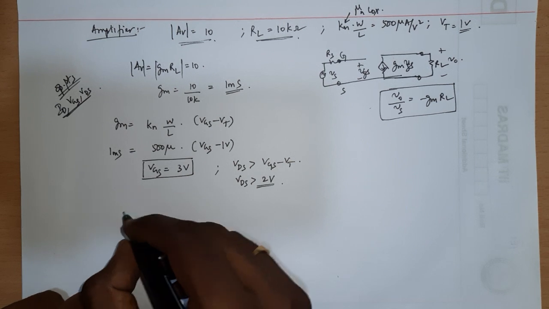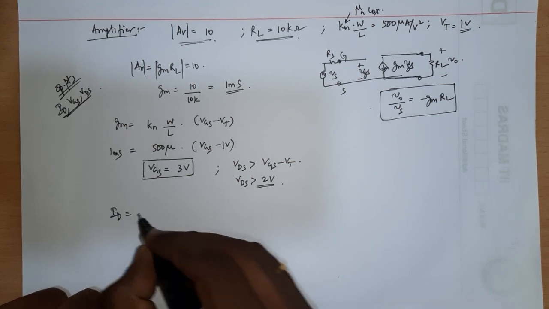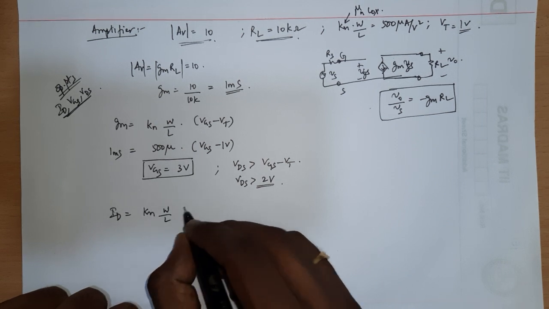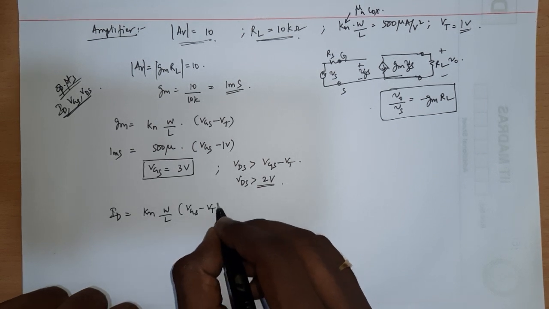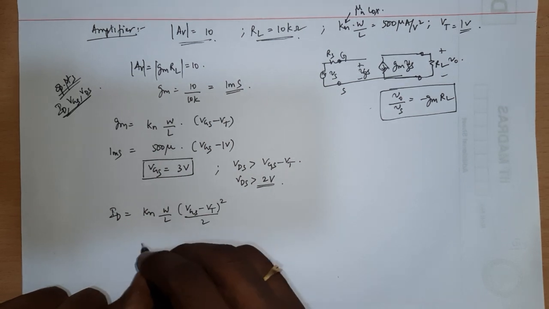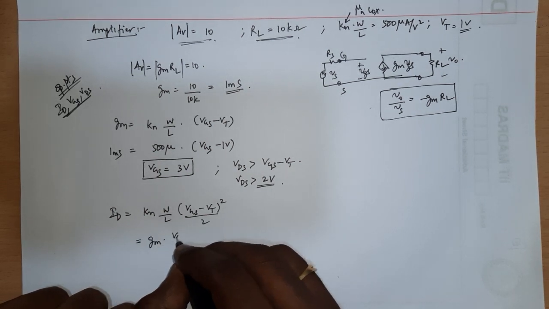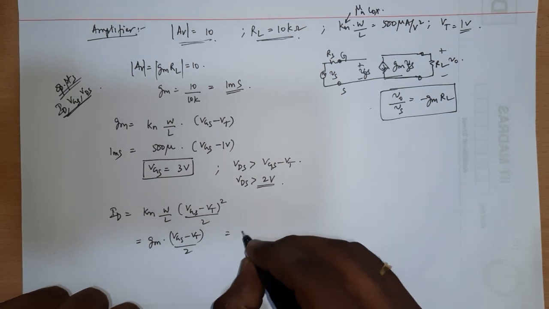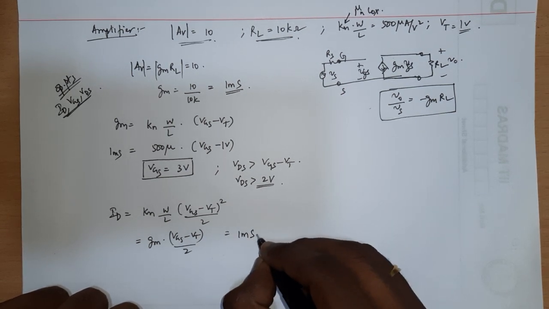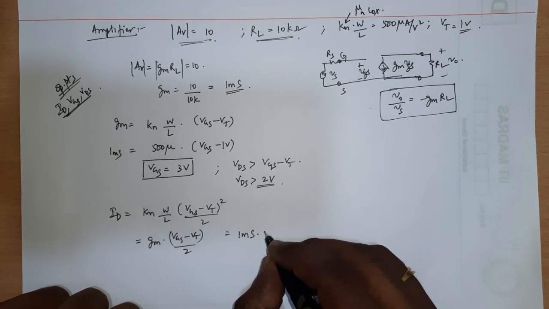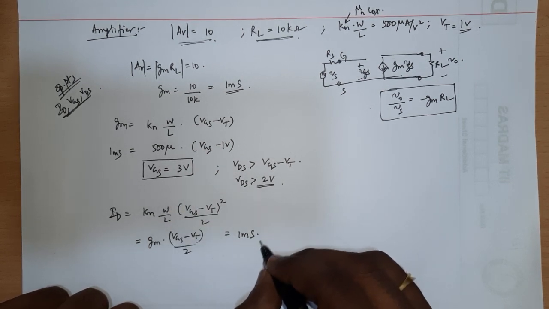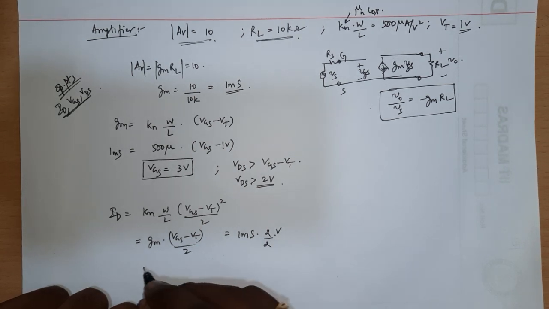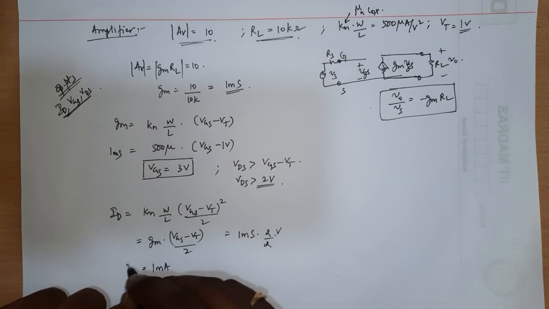The only thing left for me to find is ID, and ID is nothing but Kn W by L into VGS minus VT the whole square by 2. This could also be written as Gm times VGS minus VT by 2. So Gm is 1 millisiemen multiplied by VGS minus VT, which is 2 volt, divided by 2, so this is equal to 1 milliamp, ID.